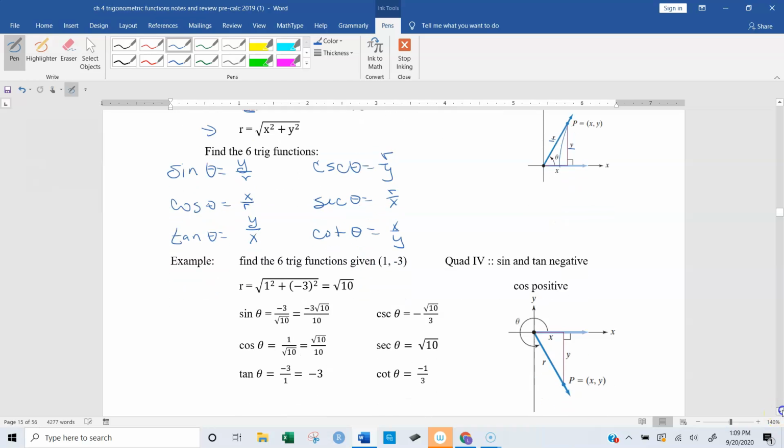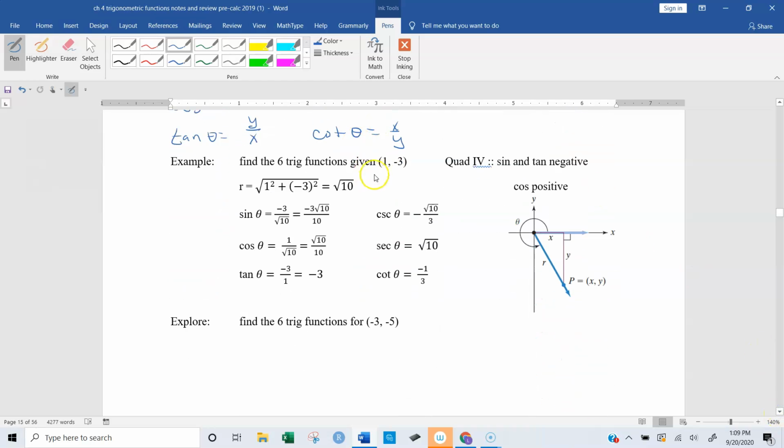Okay, let's move on. Let's go to an example. My point is (1, -3). So the first thing you have to do is find the radius, step 1. They also have to tell you what quadrant it's in so you know if it's positive or negative. So I told you quadrant 4. Well, in quadrant 4, we know that x is positive and y is negative. So this means the cosine is positive, the sine is negative, the tangent is negative.